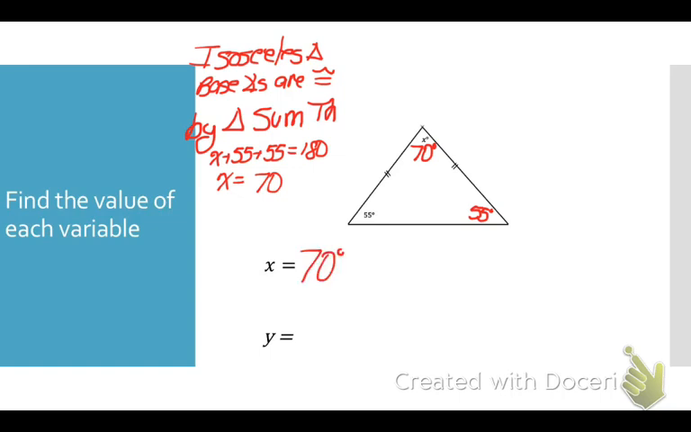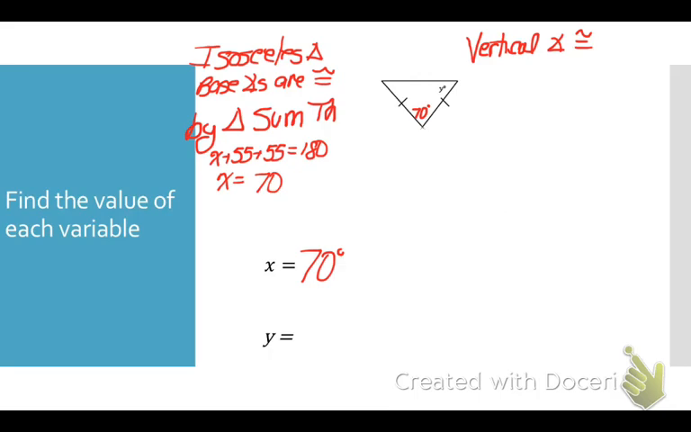So I found my first variable. Now let's look at that second triangle. Well, I know these two angles formed there are vertical angles, and the vertical angle congruence theorem says all vertical angles are congruent. So I know the vertex of that small triangle is also 70 degrees.